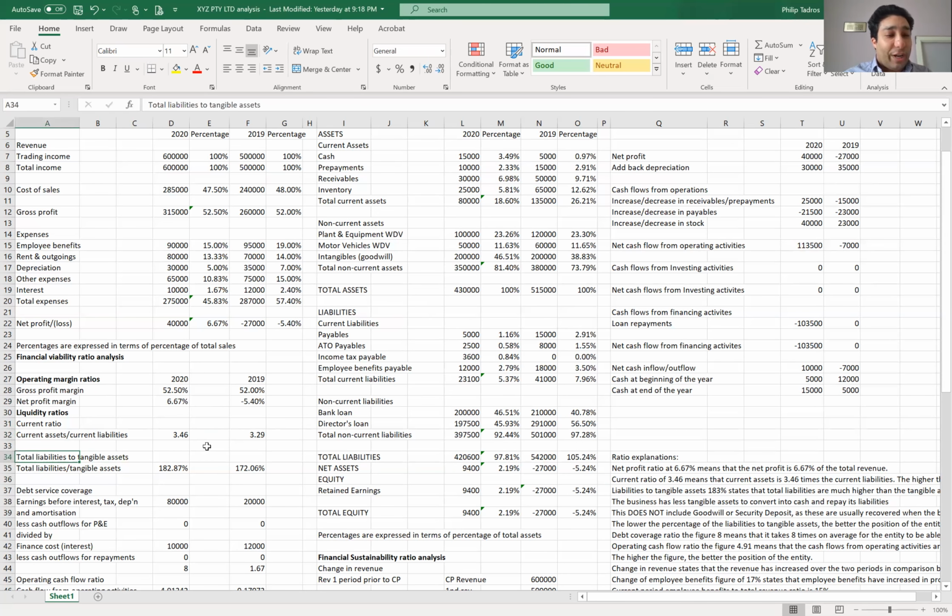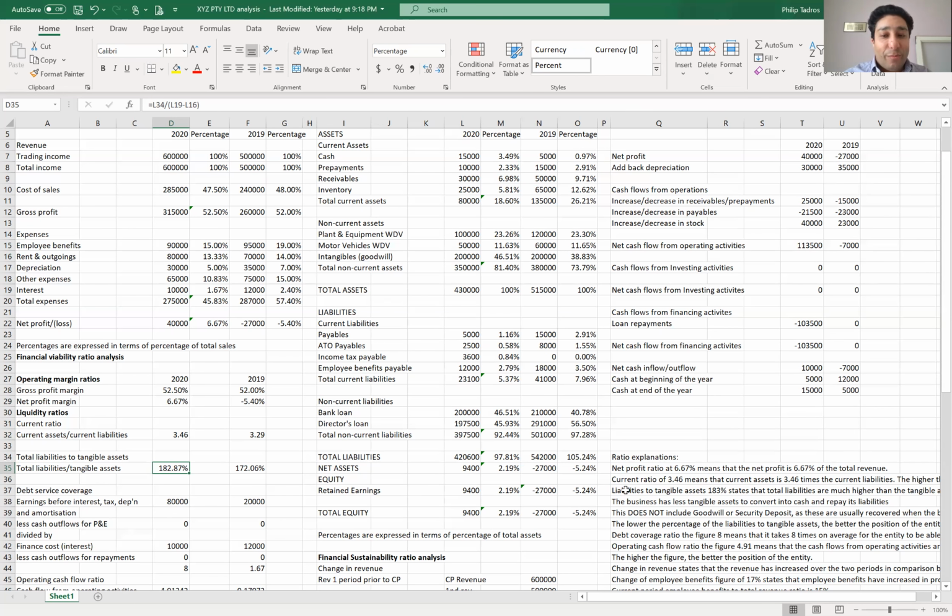Now we have total liabilities to tangible assets, and this is an area which may cause a bit of difficulty for a lot of businesses. But then again, you need to look at the industry benchmarks of these things. So if this is acceptable according to the industry, then that's fine. In this case, total liabilities of the business are much greater than the tangible assets. So you don't want that to happen in a business. You want the total liabilities to be as low as possible as compared to your tangible assets.